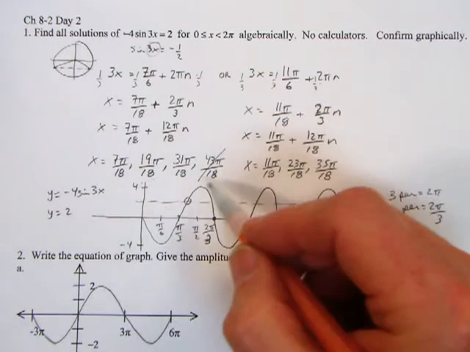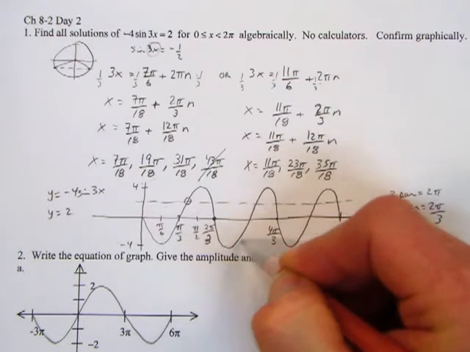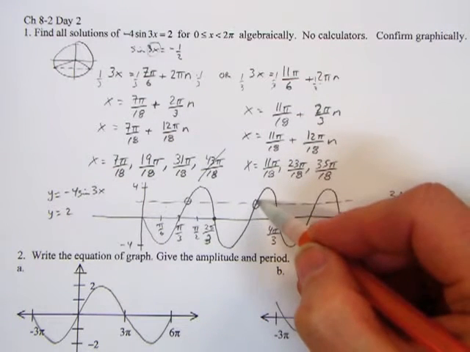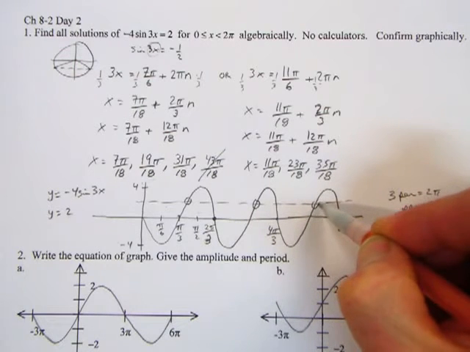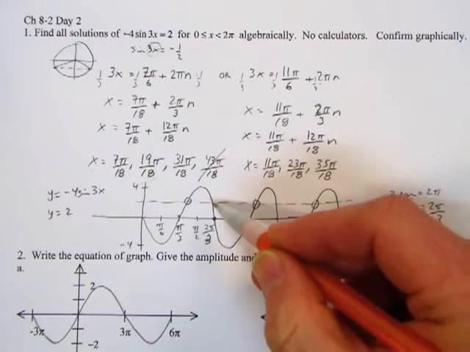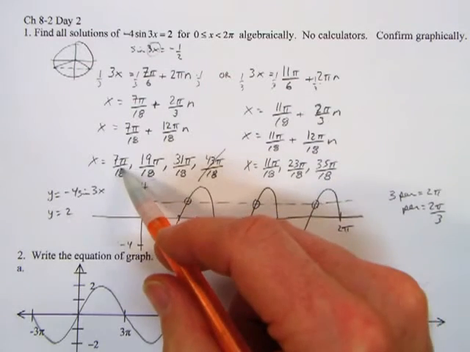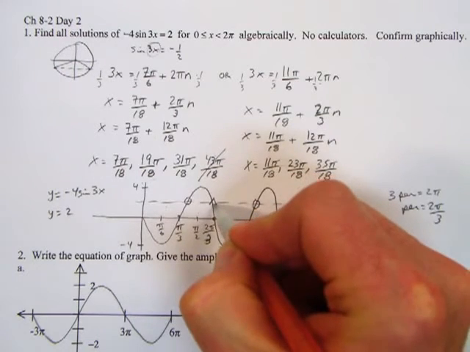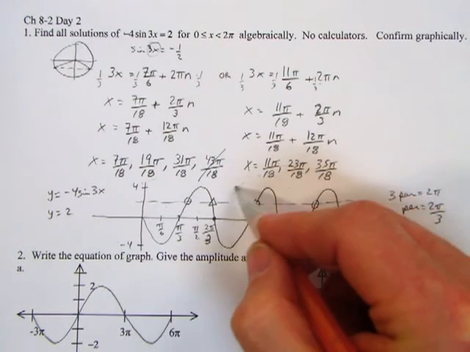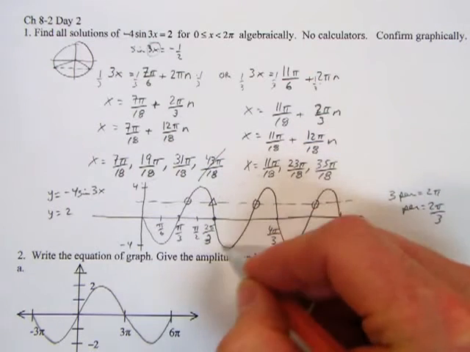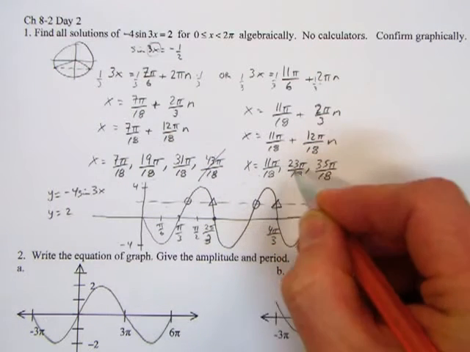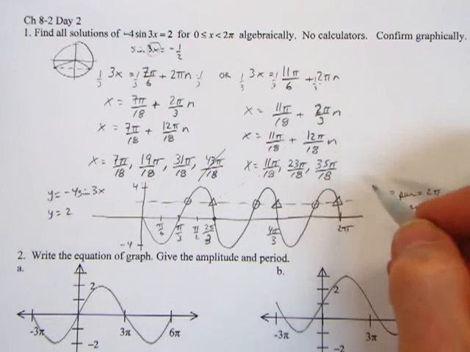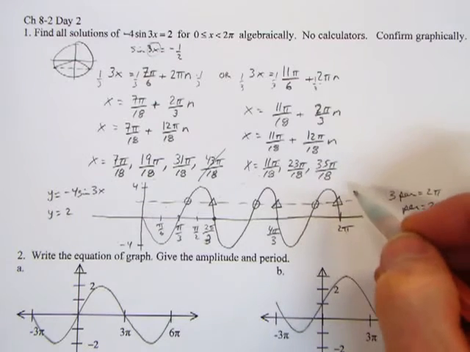Now, where's 19 pi? Well, we add the period to it. This one will be 19 pi over 18. Add another period, and we get 31 pi over 18. So these 3 with the circles on them correspond to our first 3 solutions. If I take a look at the next one, that would be 11 pi over 18. Add 2 pi over 3, and we get 23 pi over 18. Add 2 pi over 3 again, and we get 35 pi over 18. So we get all 6 solutions.